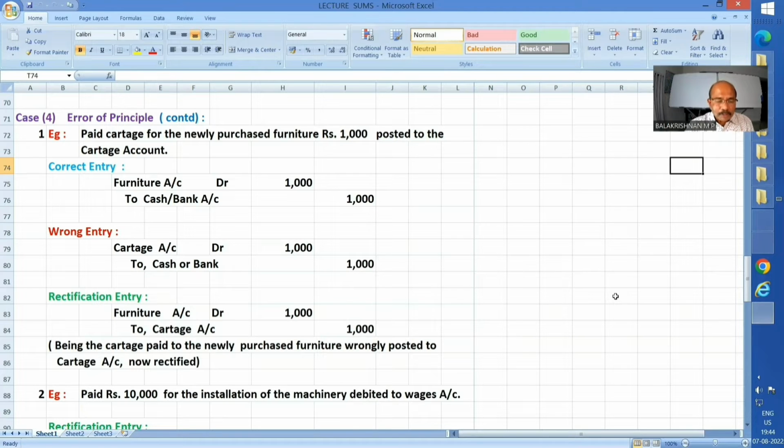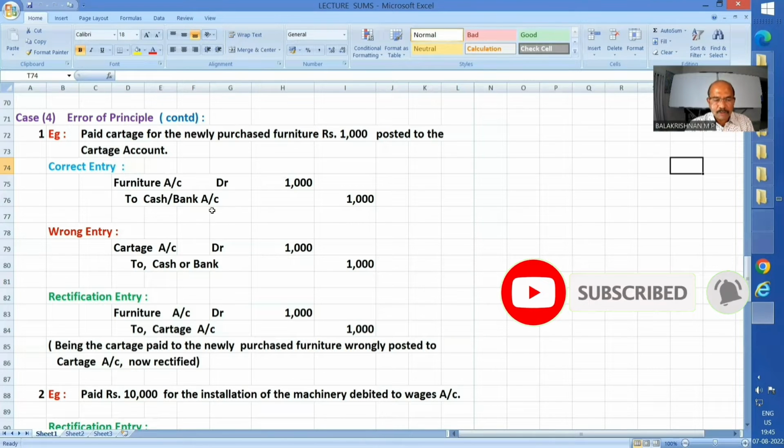Okay. So I have to account it in the furniture account itself, in the asset account itself. Obviously, the entry will be furniture account debtor to cash or bank, or show in the credit side of your cash book by furniture account. Means this journal entry.